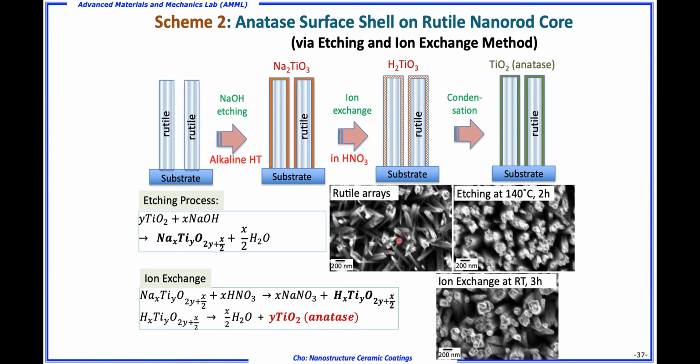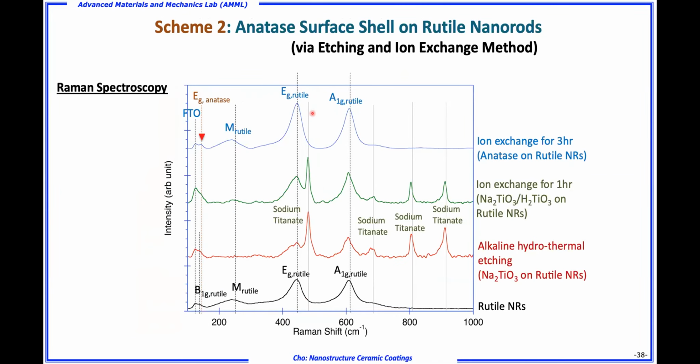So this shows the just pure rutile nanorod after etching. So you can see some development on the surface. And this is the ion exchange after 3 hours. In order to see the anatase formation, we did some Raman spectroscopy characterization. So this is just pure rutile. You have these four characteristic peaks. And then with the alkaline hydrothermal etching process, you see some characteristic peaks from this sodium titanate. And even with ion exchange for a short period, these peaks will remain. But after ion exchange for 3 hours, all those sodium titanate related peaks are gone and mostly the rutile remained, with some peak beginning to form at this location, which represents the anatase peak.